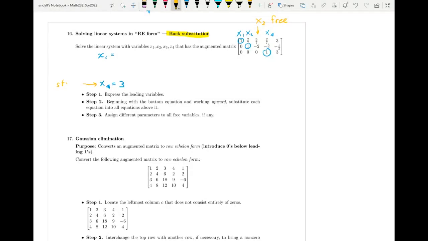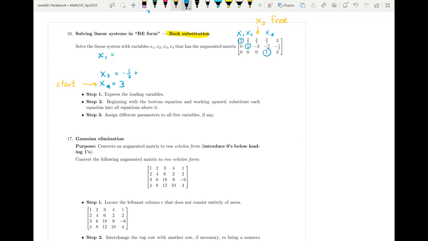So I started here at the bottom. Looking at my matrix, I see that x4 is 3, fine. Then I go upwards and I see the next equation, and the leading variable is x2. So I'm going to solve for x2, and I see it's minus 1/2 plus 2t.